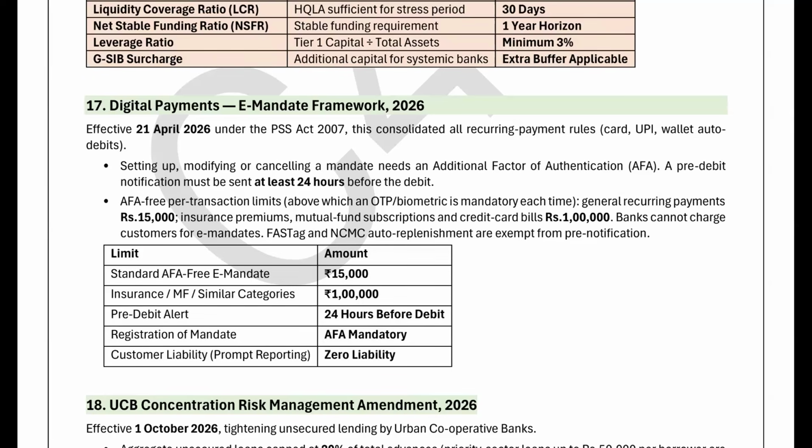It is telling about the rules effective from 21st April 2026 under the PSS Act 2007. Setting up, modifying or cancelling a mandate needs an additional factor of authentication, that is AFA. A pre-debit notification must be sent at least 24 hours before the debit.